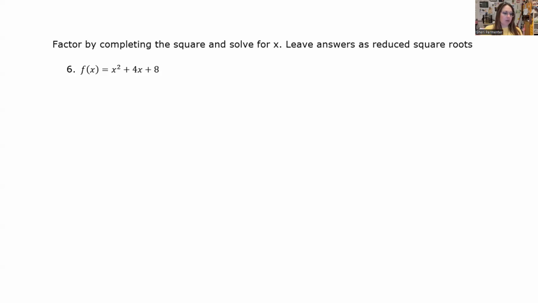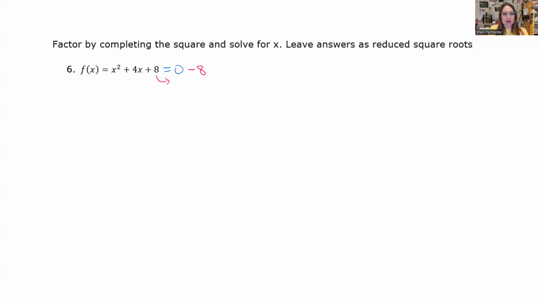We've only got a couple more problems. So question number 6. This is similar to what we've been doing. So we're going to solve using square roots. There's nothing that can multiply to give you 8 that can add to give you 4. First thing I'm going to do is set this problem equal to 0 and move over the 8. So I'm going to subtract 8.